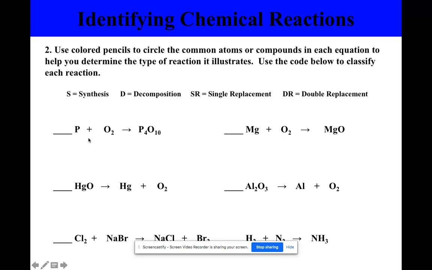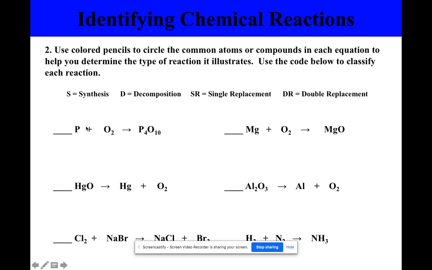Number one says P, which is phosphorus, plus oxygen forms P4O10. And we need to figure out, what type of chemical reaction is this? Well, if you look at the pattern, this is a single element plus, I know this looks like a compound here, but remember O2 kind of stays together. That's a molecule. So this is just like if we had an element by itself, but really it's a molecule. So we don't have any other new element there. It's just O and O together there.